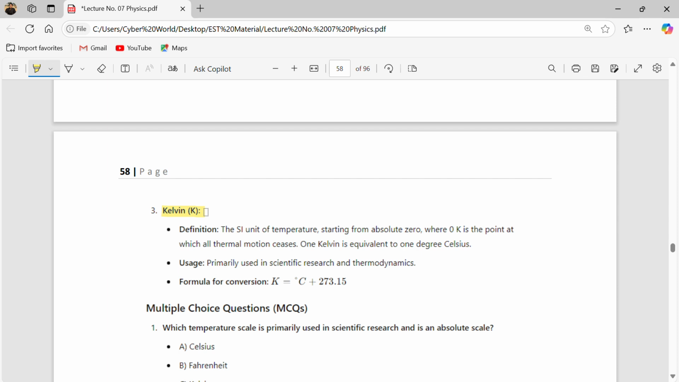Okay, the thermal motion case is, 1 Kelvin is equivalent to 1 degree Celsius. Okay, 1 Kelvin is also equivalent to 1 degree Celsius. So what is the usage? Primarily used in scientific research and thermodynamics.